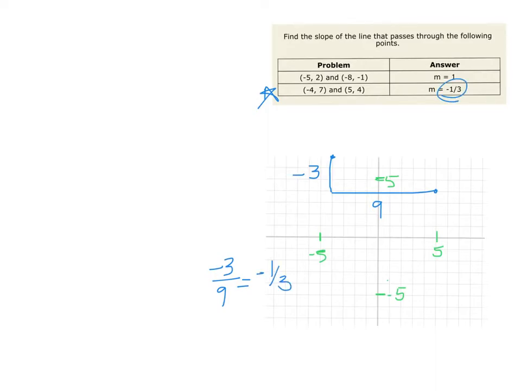Again, I can do the change in y over change in x. So I can look at 7 minus 4 over -4 minus 5. This gives me a +3 over a -9, which again is a -1/3.